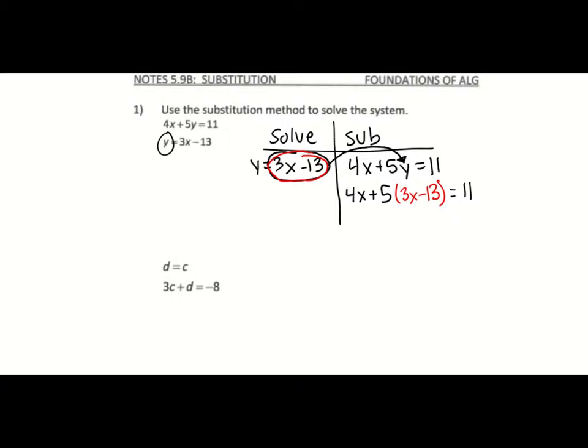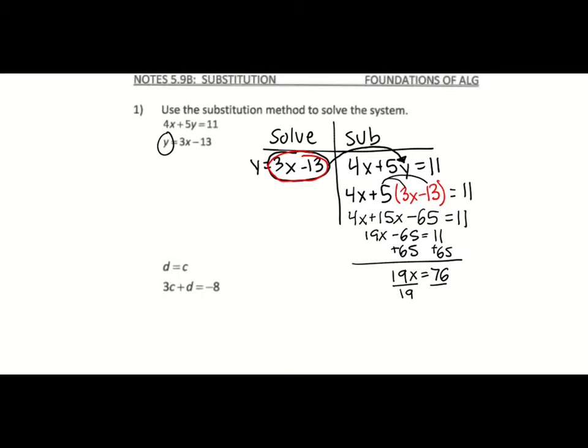Okay, now to simplify this, I need to distribute my 5 into those parentheses. So I get 5 times 3 is 15x. 5 times negative 13 gives me a negative 65. Now when I combine like terms, I get 4 plus 15 is 19x minus 65 equals 11. Add 65 to both sides. I get 19x equals 76. When I divide both sides by 19, I get x is equal to 4.